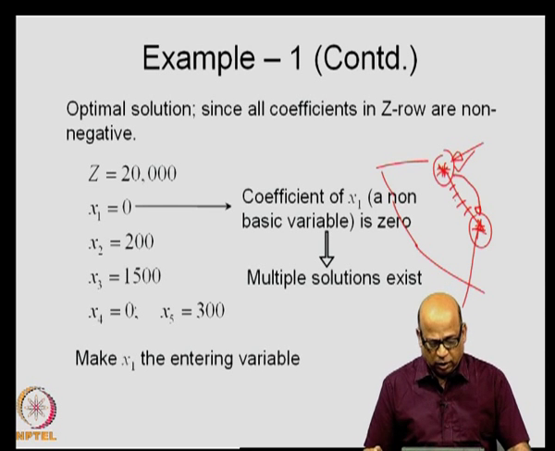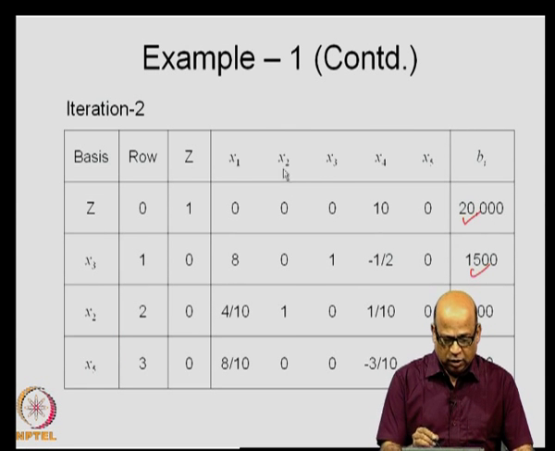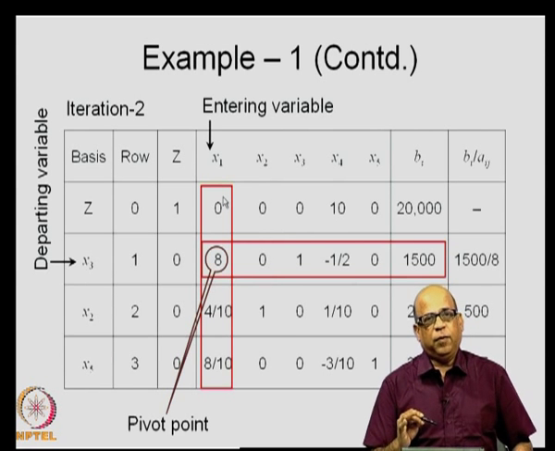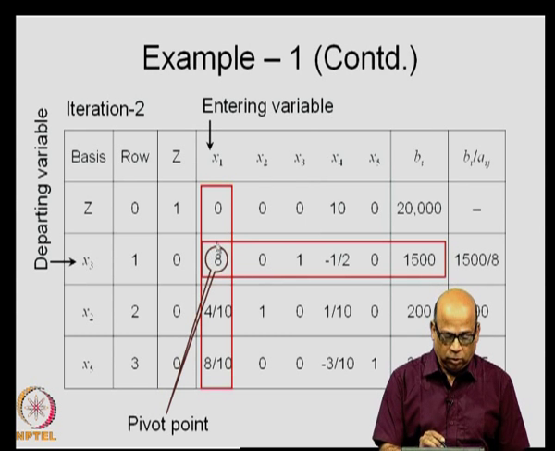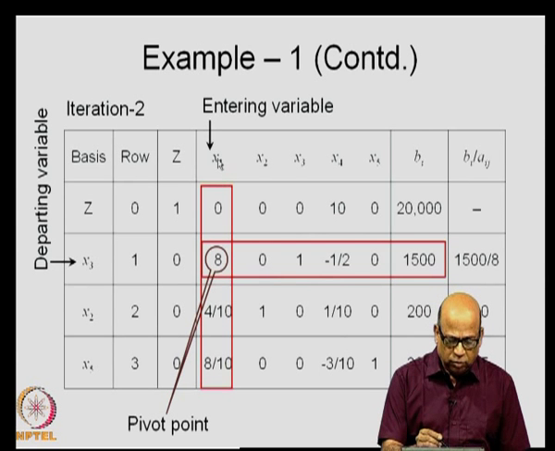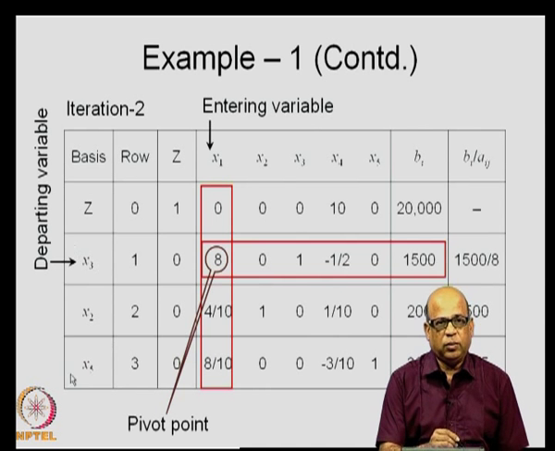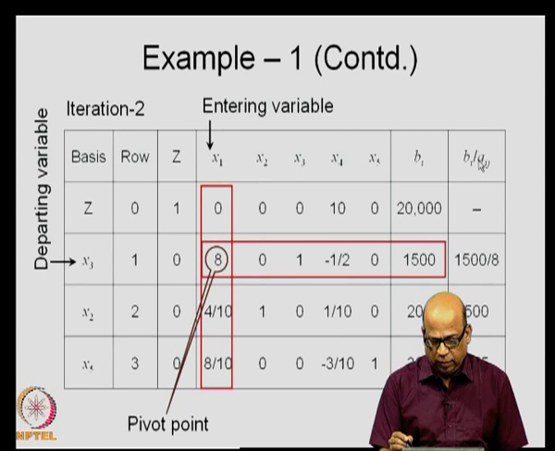Let us see how we identify the next solution. This was our table here, and we said that multiple solutions exist, and therefore I can bring in x1. So, let us try to bring in x1. We identify that particular non-basic variable which has a coefficient of 0 in the z row as the entering variable. In this particular case we identify x1 as the entering variable. This was the non-basic variable because it was not in the basis. So, we identify x1 as the entering variable and then apply our same criteria. So, you obtain bi by aij.